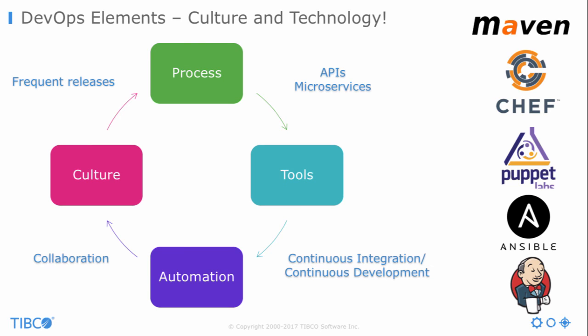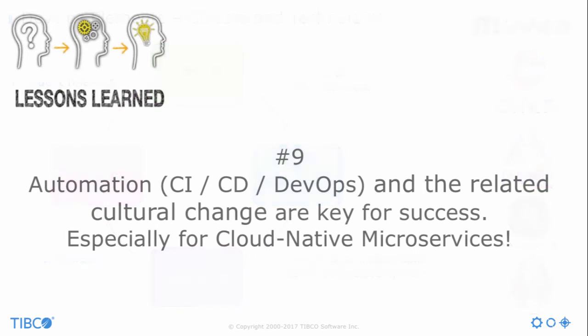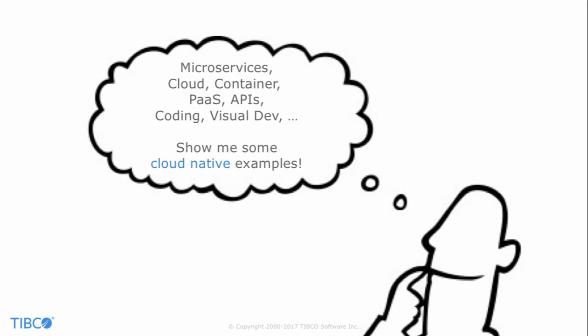You have to get typically C-level support for this because it's a huge change, especially in more complex organizations like the big banks, telcos, retailers, manufacturers. Therefore, only a DevOps culture and technology and support for the tools to develop this will be successful in a microservices era, to be cloud native and build microservices. Lesson learned number 9, automation with CI, CD, DevOps, and the related cultural change are key for success, especially for cloud-native microservices.